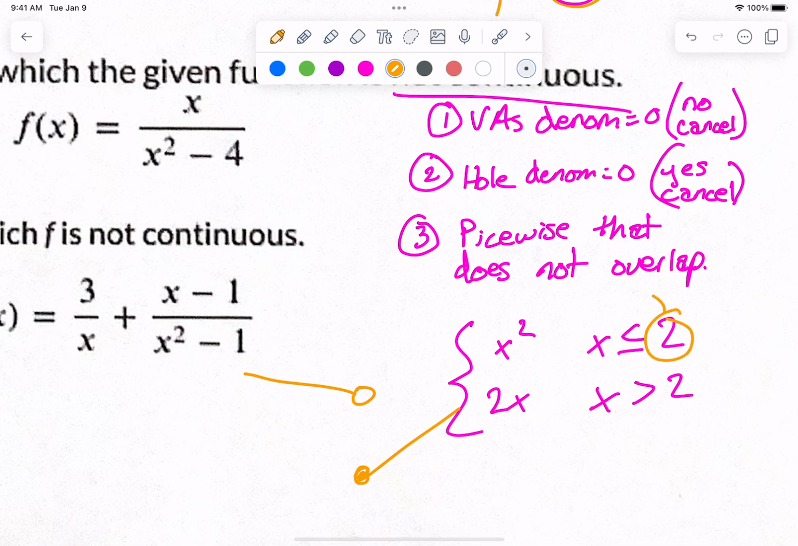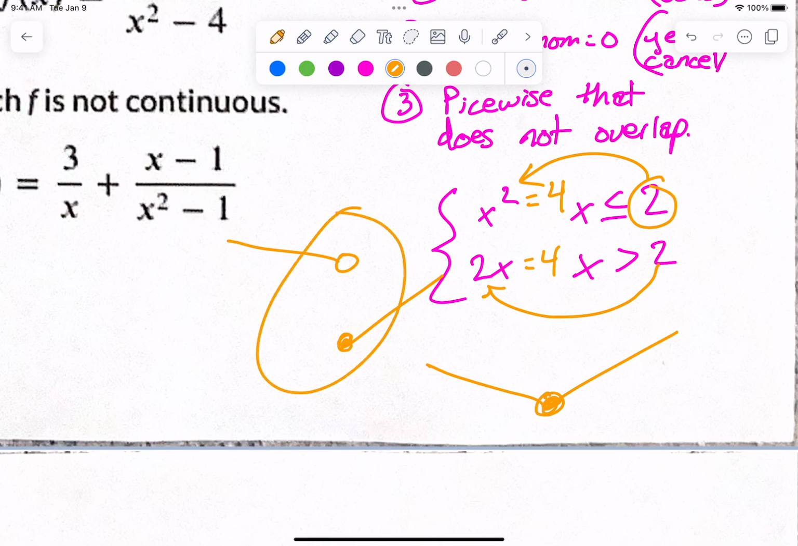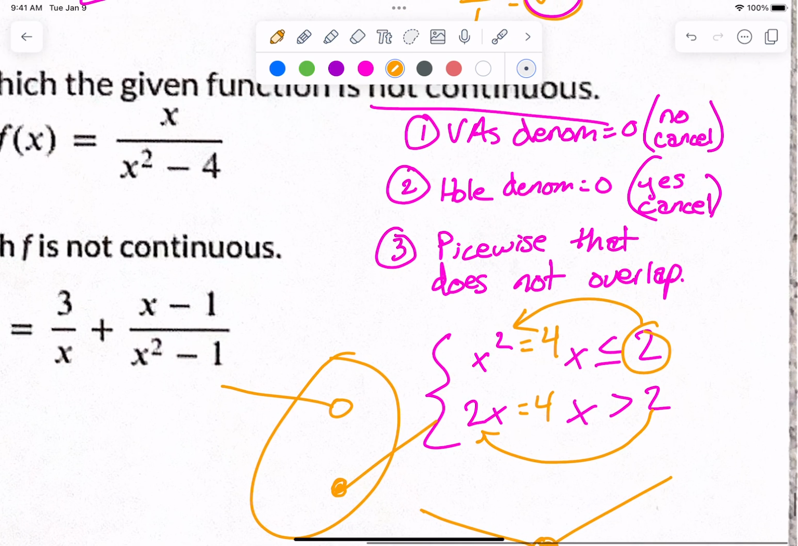So what I'm going to do is plug 2 in here, and it ends up being 4. If I plug 2 in there, it ends up being 4. So what's happening is I have this happening, but then I have a closed dot on top of it. Because these two are the same value, it's overlapping. If they were two different values, I would have a gap. So that's a piecewise function that does not overlap. If they don't agree, then it's not going to be continuous at that point. Good question.